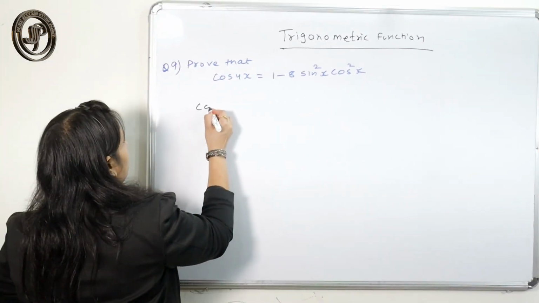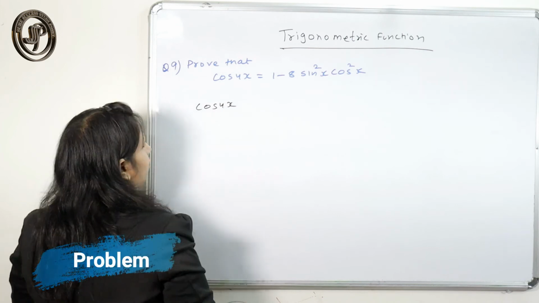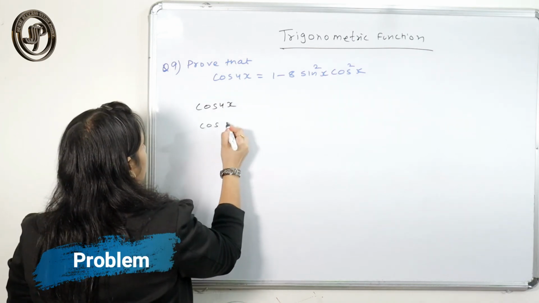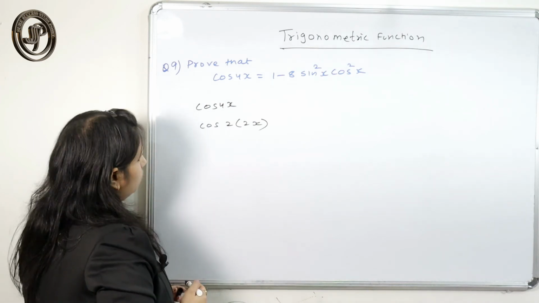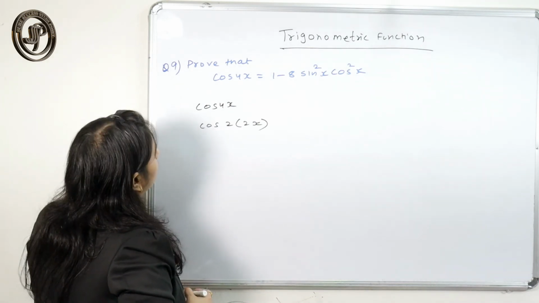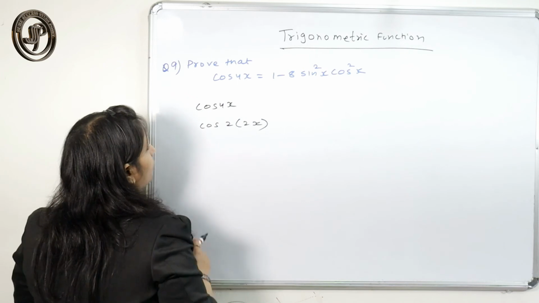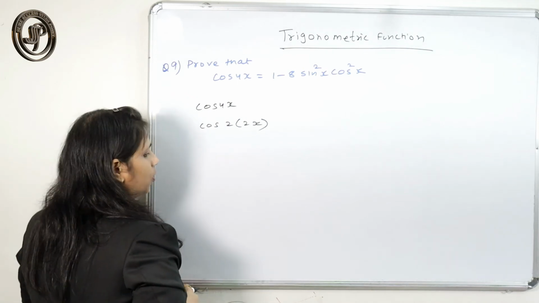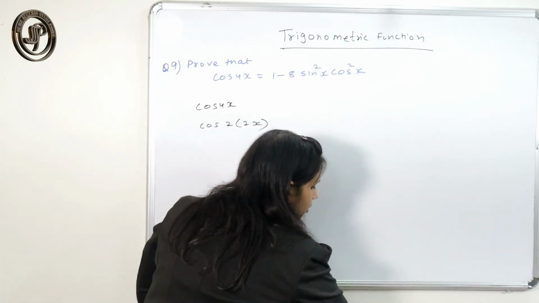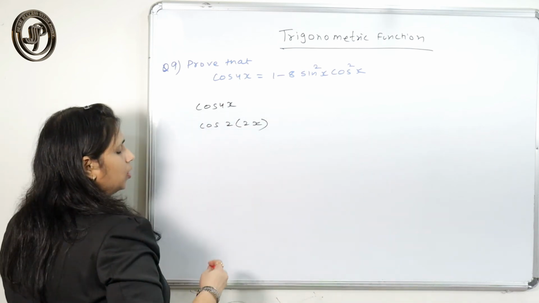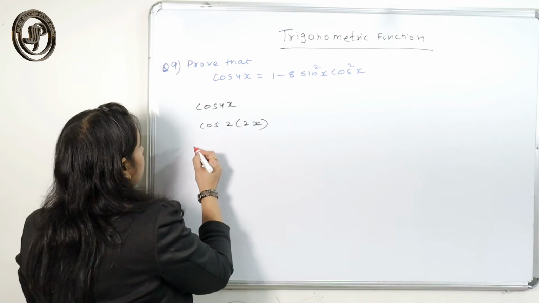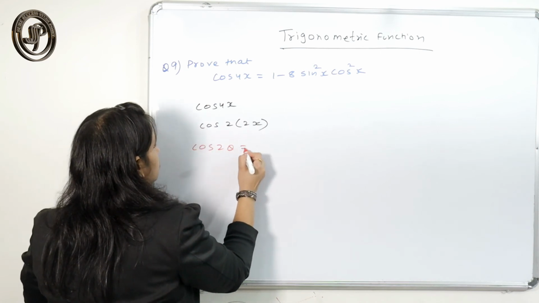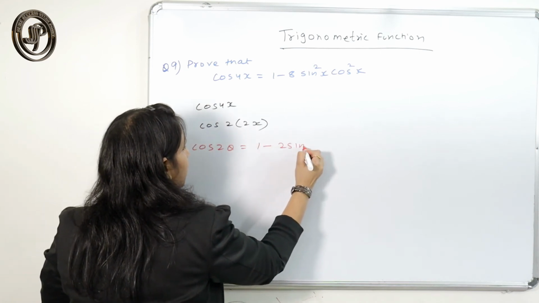So here I am taking LHS again, which is cos 4x. This I can write as cos 2 into 2x, right? Cos 2 into 2x. So here I can use the formula of cos 2x. Which formula do I need to use here? The formula in which 1 comes at the starting. So we have the formula of cos 2 theta, 1 minus 2 sin square theta.